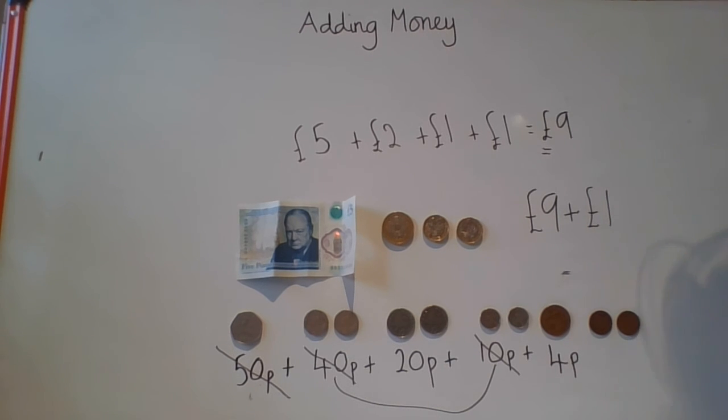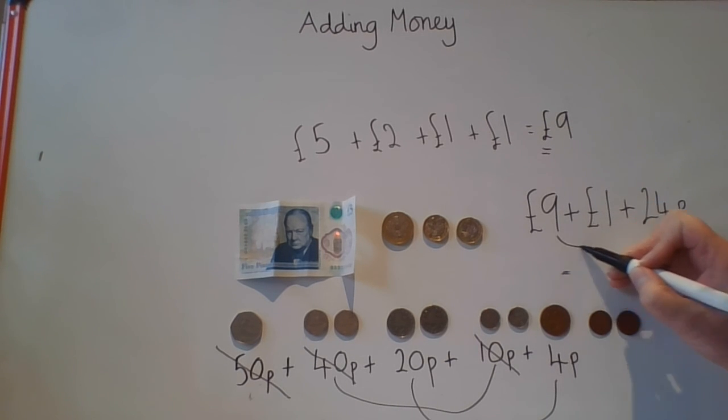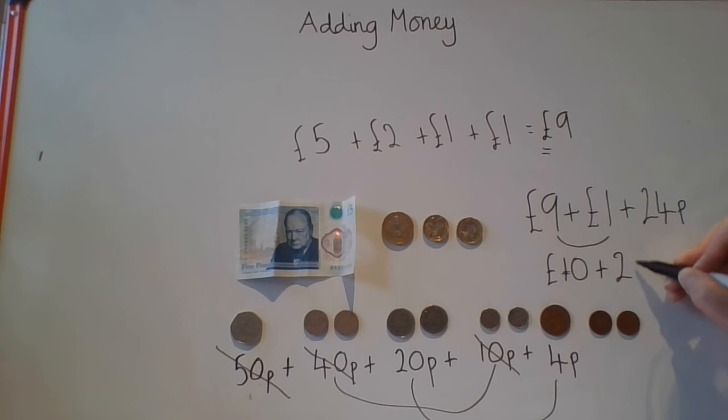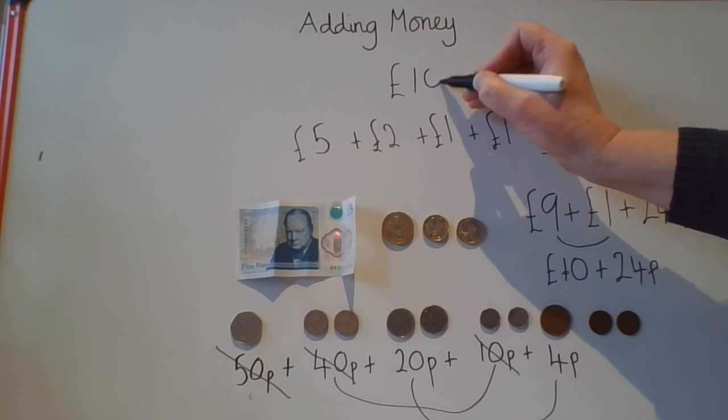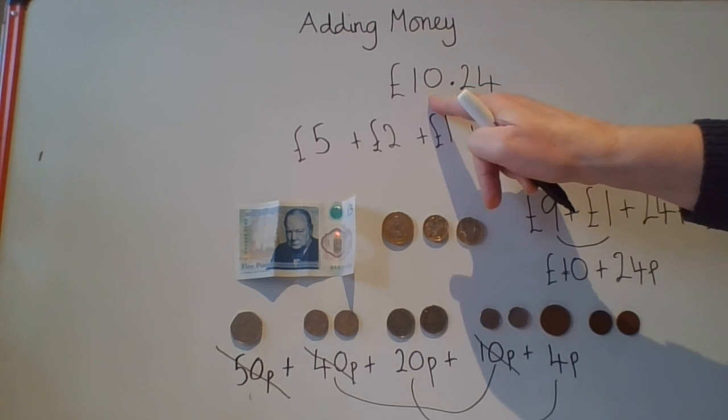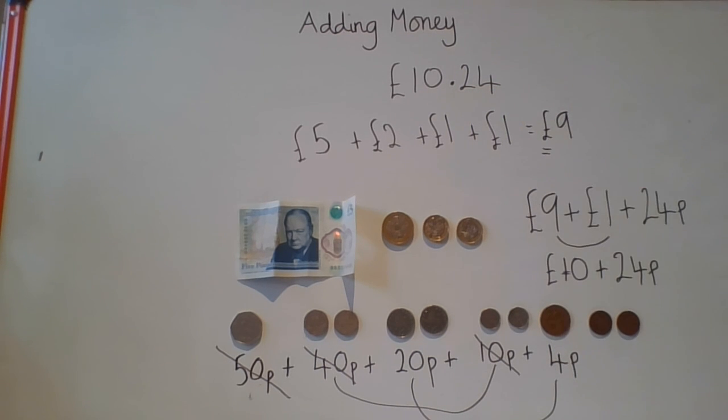And then all I have left is 20 add 4. 20 add 4 is 24 pence. So I know now that I have got £9 and £1, which is £10. And I need to add on then my 24 pence. So I have £10 and 24 pence. And if I want to write that the way that we would normally see it, it would look like this. £10, decimal point, and the 24 pence. The pounds is always on this side of the decimal point, and the pennies are on this side of the decimal point.